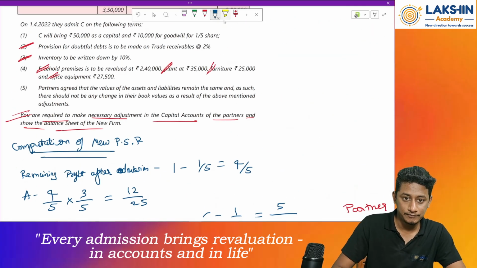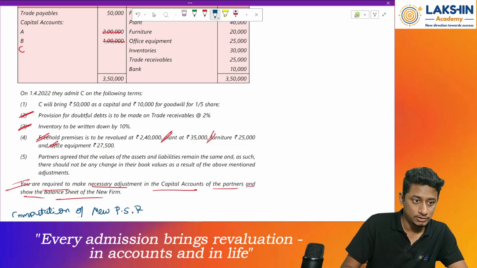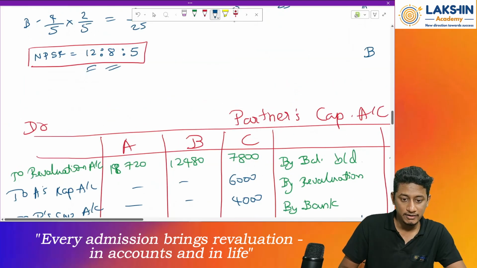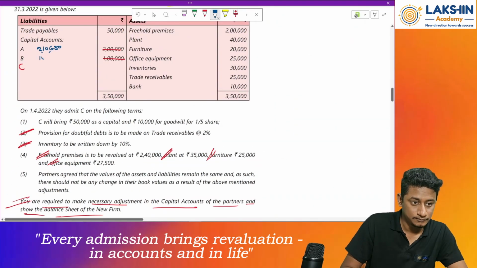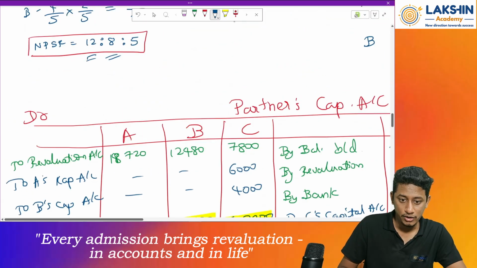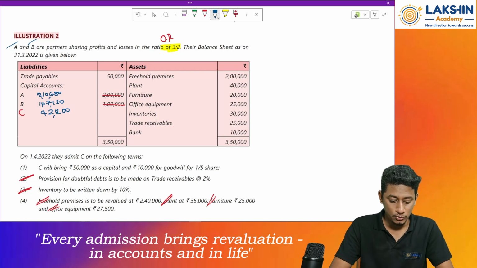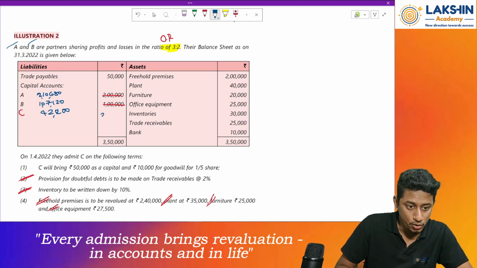2,10,680, then next 1,07,120, then 42,200. How much will that be? Just check. 2,10,680 plus 1,07,120 plus 42,200 equals, this total will be rupees 3,60,000.